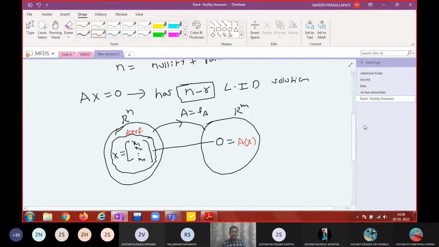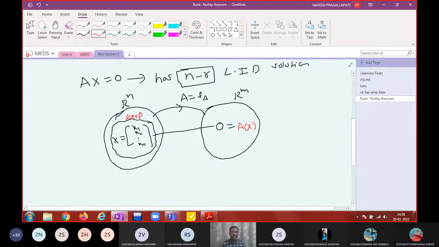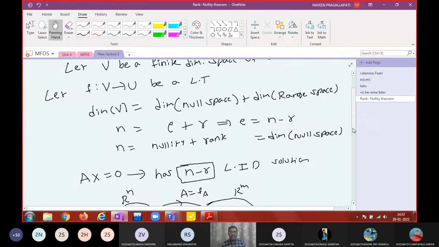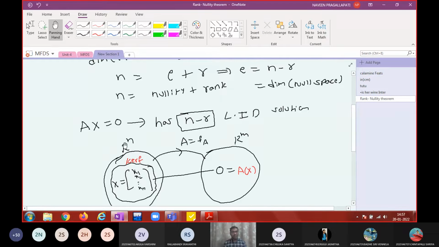Yes, sir. And so I said kernel of F is nothing but a subspace of V. Therefore, that subspace we are calling a solution space. That solution space will have a dimension. What is the dimension? N minus r. I said the dimension of the kernel is nothing but nullity. So nullity is nothing but n minus r. And already you have seen every homogeneous system of equations has n minus r linearly independent solutions.